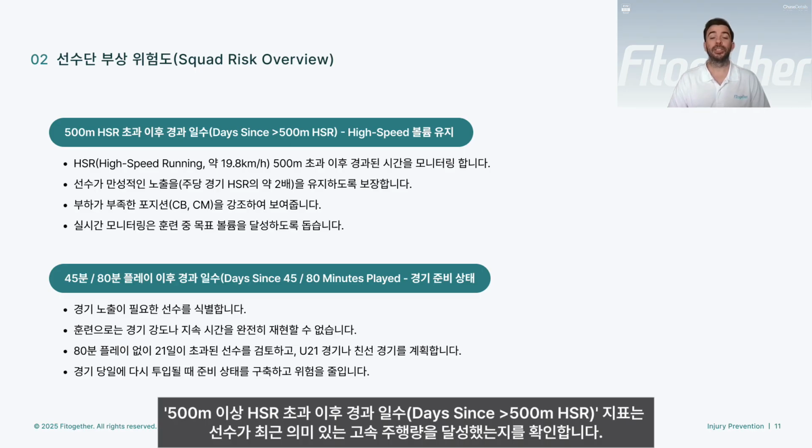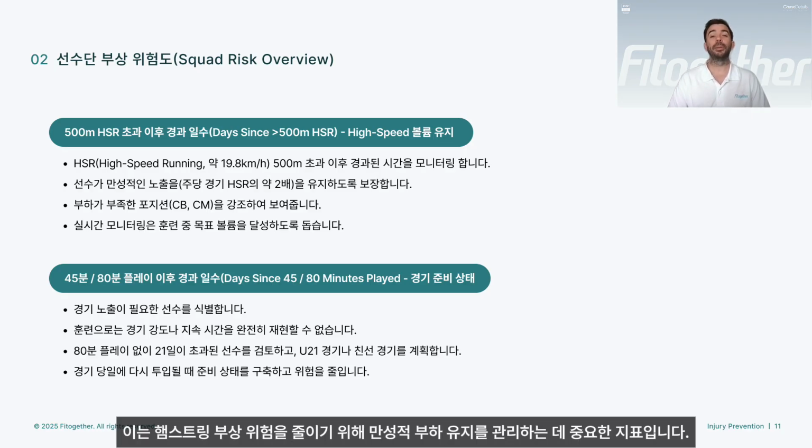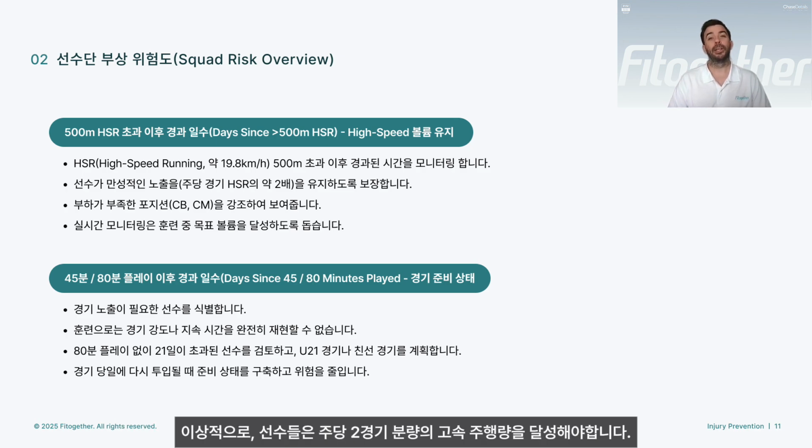The number of days since achieving over 500 meters metric checks when players last hit a meaningful volume of high-speed running, a moderate volume of high speed to maintain load in the hamstrings. It's mainly about maintaining chronic exposure to protect against spikes in load. Ideally, players should hit about 2 match volumes of high-speed running each week. For wingers, fullbacks, and strikers, this usually happens naturally in training. But your centre-backs or central midfielders often need topping up after sessions.